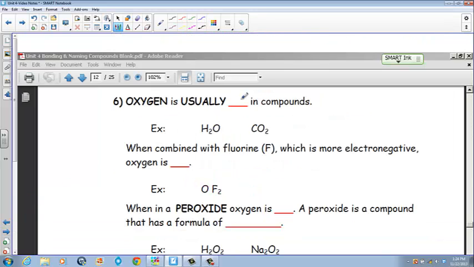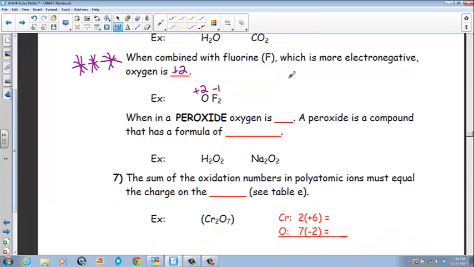When oxygen is combined with fluorine, which is more electronegative, then oxygen is going to become a +2. That's the only case, so we have to know this. Here's your example, +2 here. Fluorine is a -1, but there are 2 of those, so 2 times -1 is -2, plus 2, and that balances. So that's how we determine the neutrality of a compound.